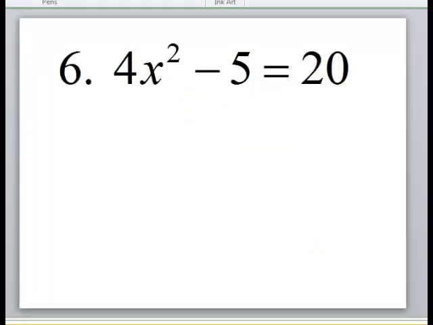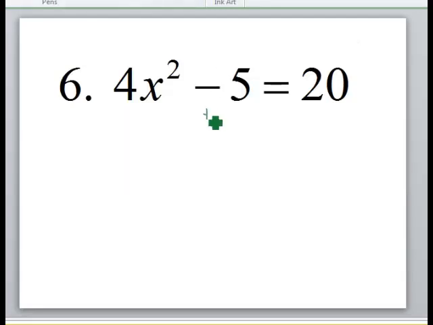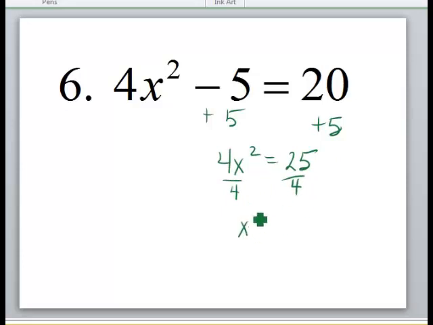Alright, I have just a few more problems like this. We're going to continue to get the x squared by itself. So I do so by adding 5 to both sides. That gives me 4x squared equals 25. Divide by 4 on both sides. x squared equals 25 over 4. Square root both sides. I get x is equal to plus or minus the square root of 25, which is 5, and the square root of 4, which is 2.